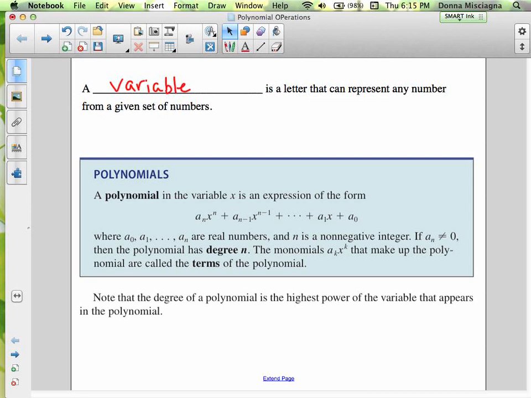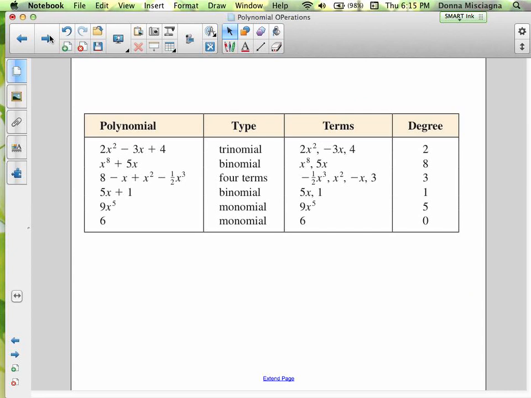If you have just one term, it's a monomial. And if you have more than one term, each of those monomials makes up the polynomial expression. Note that the degree of a polynomial is the highest power of the variable that appears in the polynomial. All right, so here are some examples.